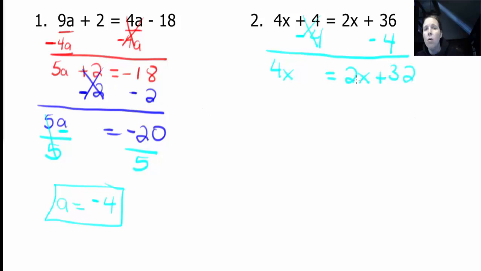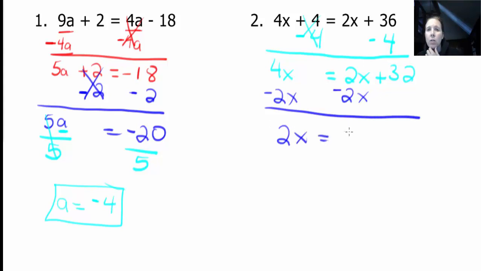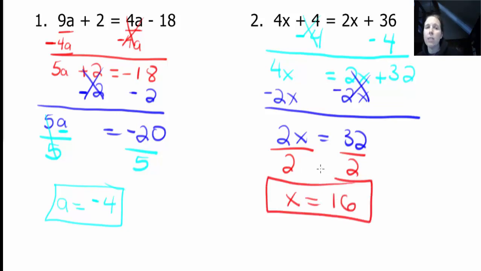Now we have to get our 2x over here. It does not do us any good to bring our 4x over here, then everything's on one side. So we're going to subtract our 2x because it's positive 2x over here. So we have 2x equals 32. These cancel. Now we're going to divide by 2. x equals 16. There you go. So again, there are different ways to do this. It does not matter as long as you do all the steps correctly. If you wanted to start by subtracting the 2x over, that's fine. It does not matter.